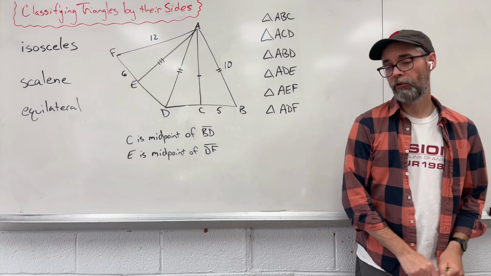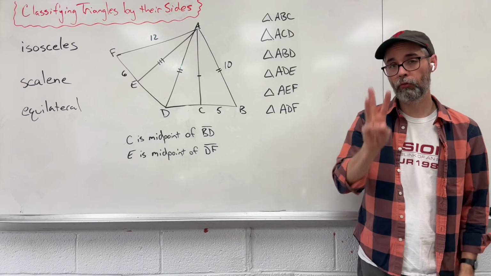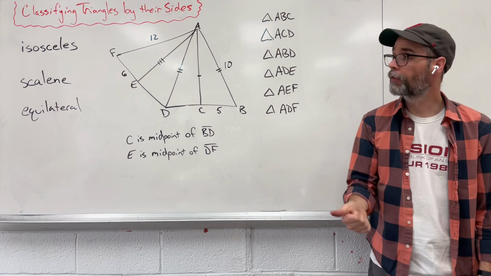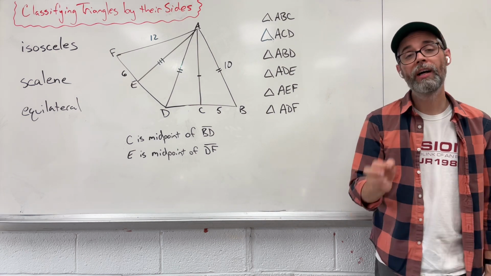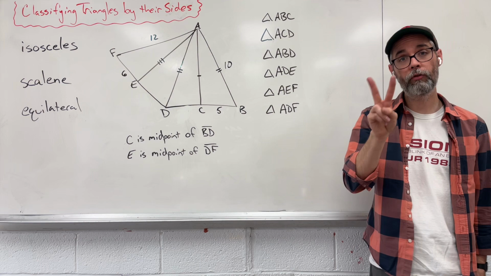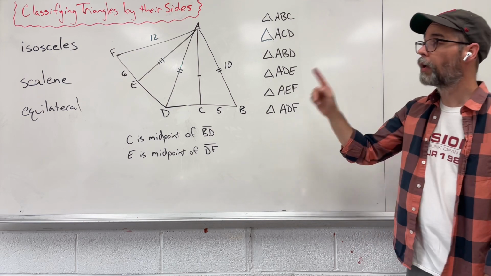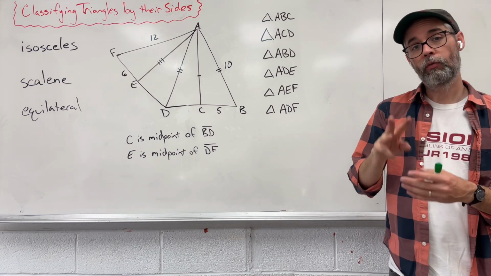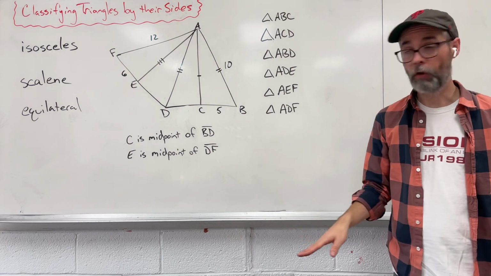Hi, today we're going to classify triangles by their sides. Now there's three possibilities that we can come up with: isosceles, scalene, equilateral. Isosceles means we have a triangle with two sides that are the same value. Scalene means we have a triangle with three sides that none of them are the same.